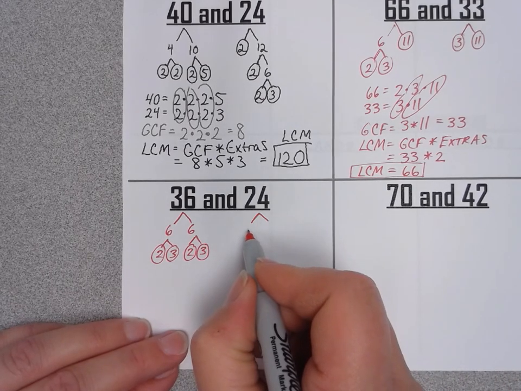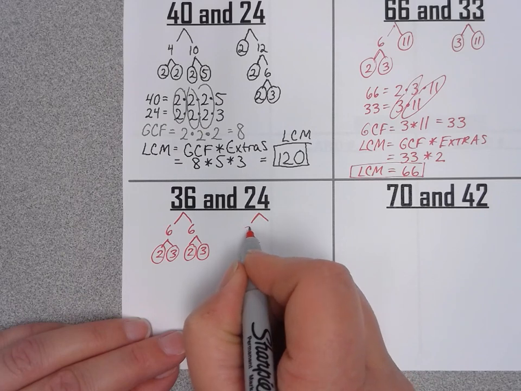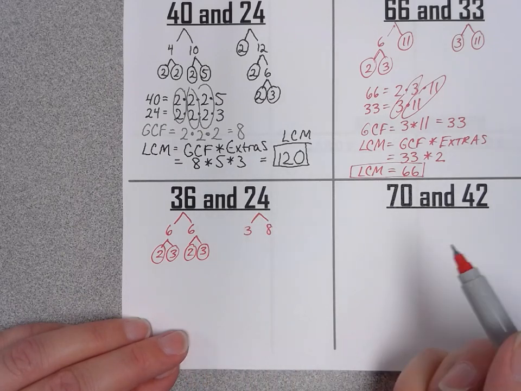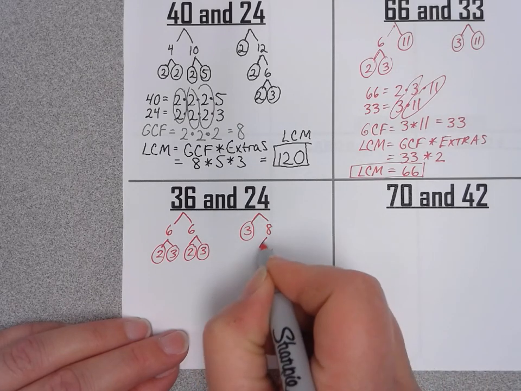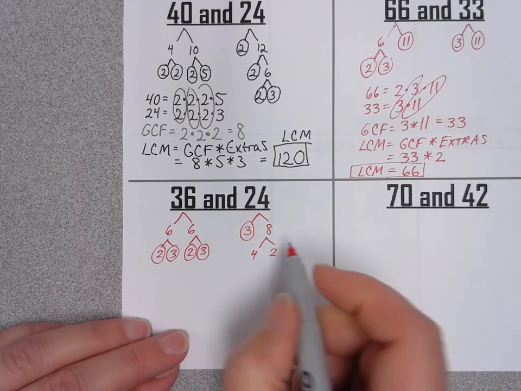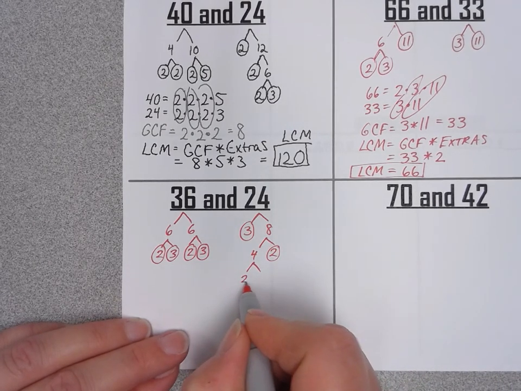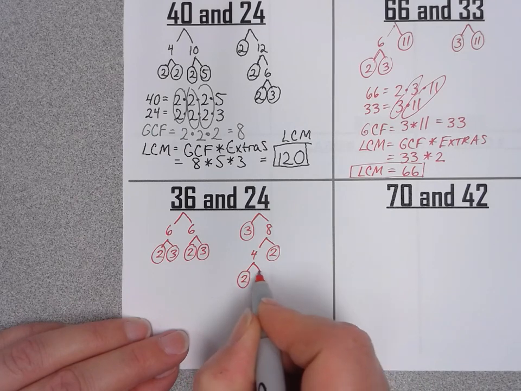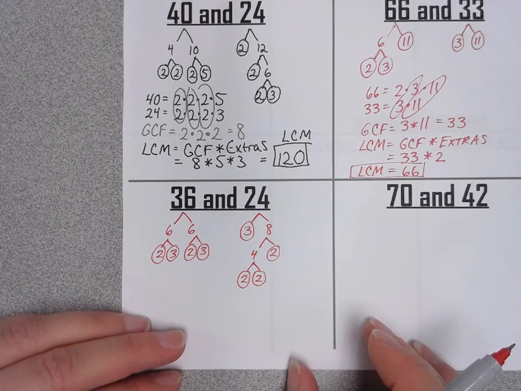24, we need to break this into some factors. Well, let's see. I think 3 times 8 will work. Yep, 3 times 8 is on my multiplication chart. 3 times 8 is 24. 3 is prime, but 8 is composite. We need to break it down again. 4 times 2 is good. 2s are prime, but 4s are not. 4 could be written as 2 times 2. I better circle both of these. They're both prime. If you notice, all of the branches of my trees are done.